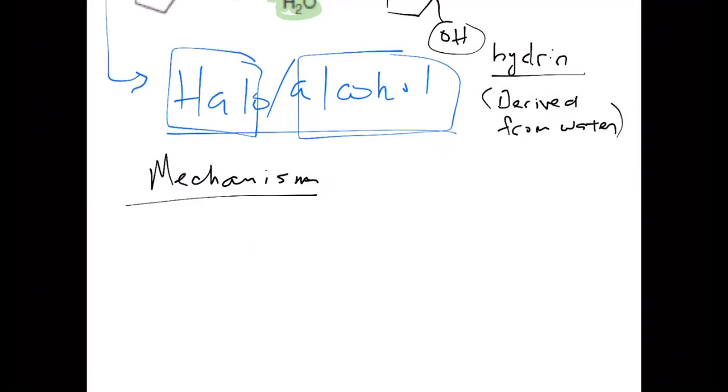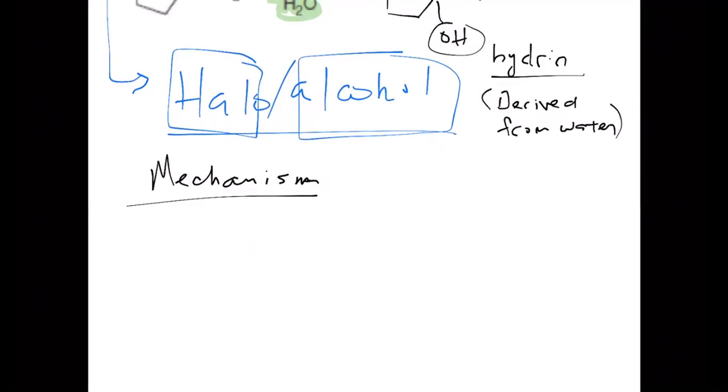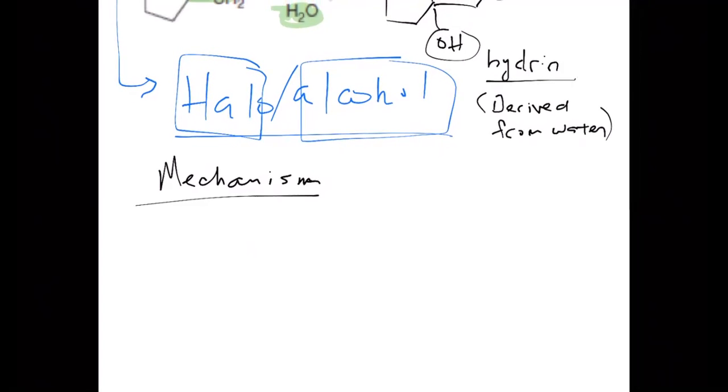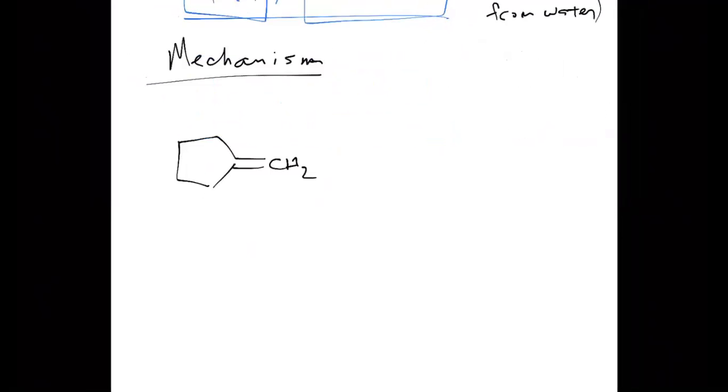So in the mechanism, let me show you what happens. So the first thing that happens is what? Anybody? So this is Br2. If the alkene is my nucleophile, what do you think is going to happen when it sees Br2? It's going to attack it.